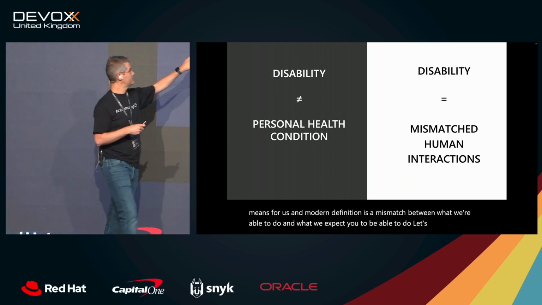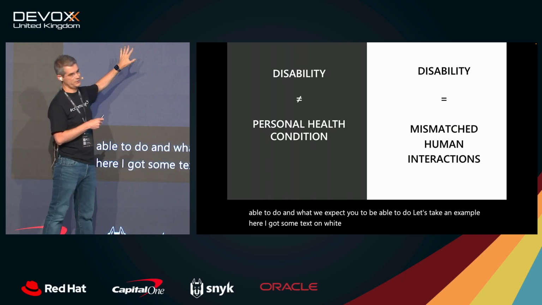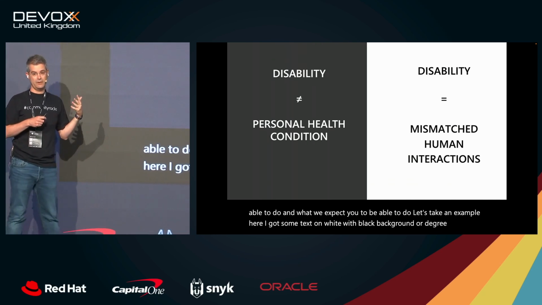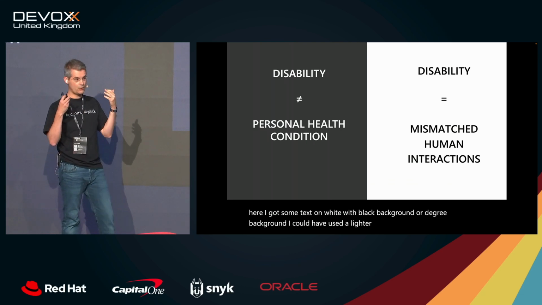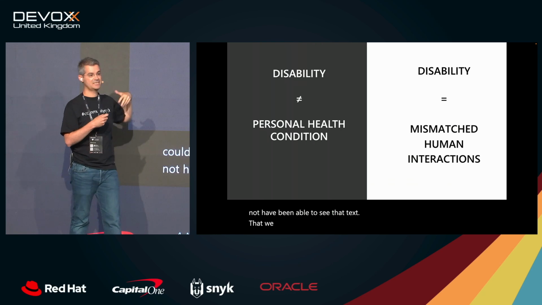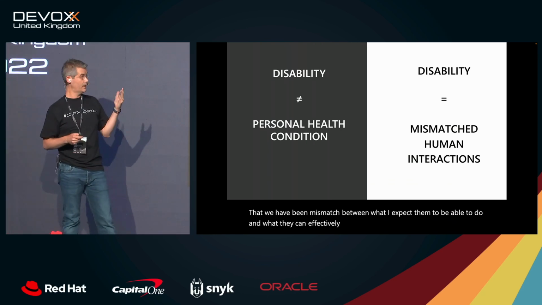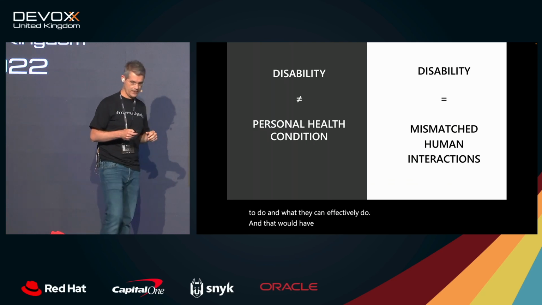Let's take an example. Here, I wrote some text on a black background, or dark gray background. I could have used a lighter gray. And some people who are colorblind would not have been able to see that text. And that would have been a mismatch between what I expect them to be able to do and what they can effectively do. And that would have been a disability.